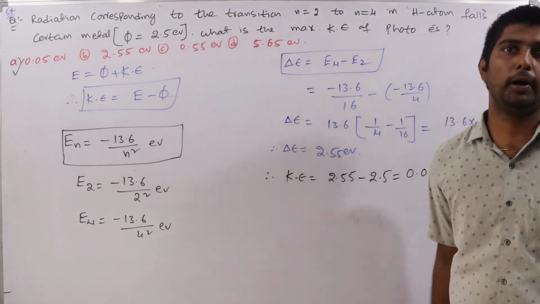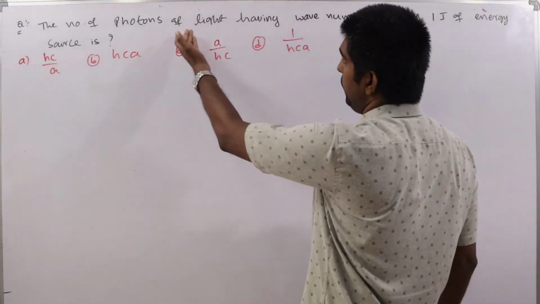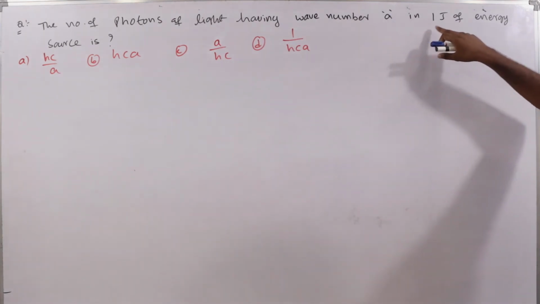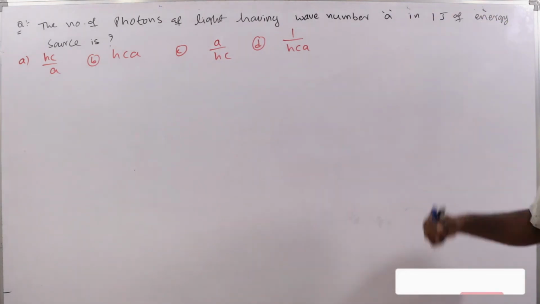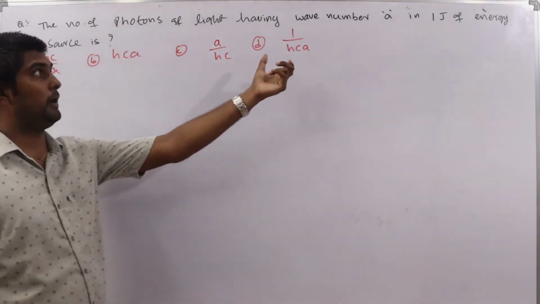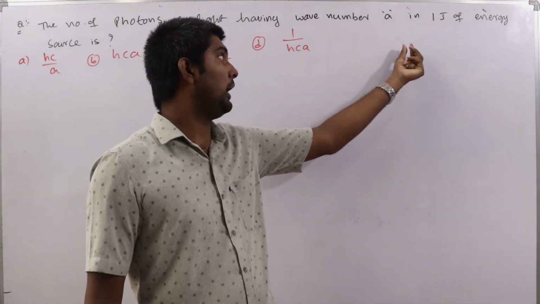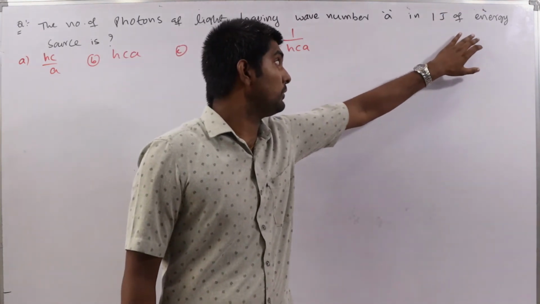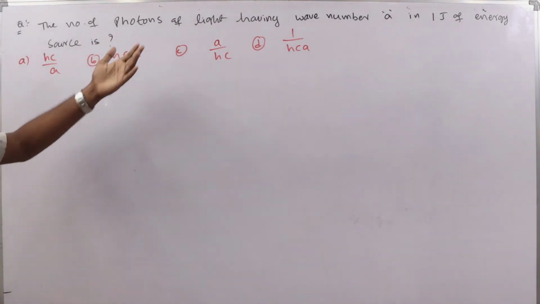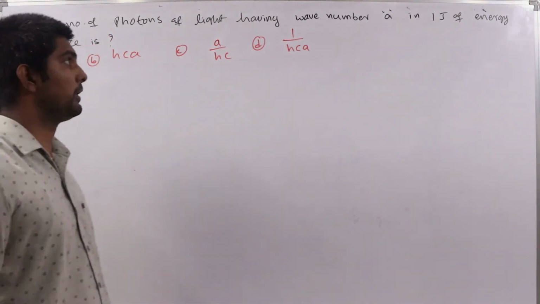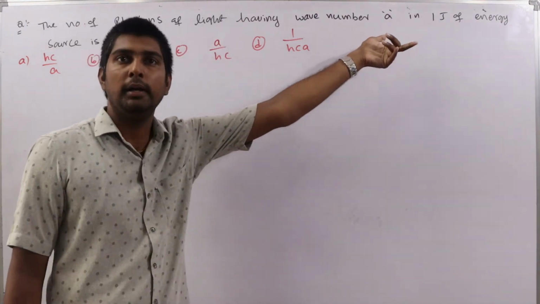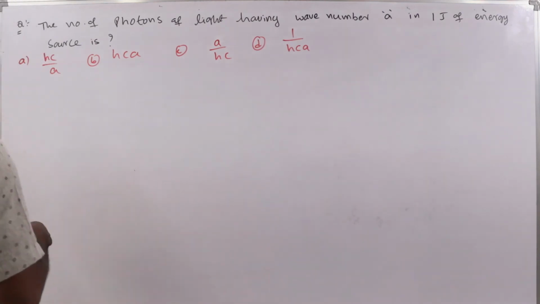Very important. The number of photons of light having wave number A in 1 joule of energy source is. So here they have provided the wave number A and the energy source has 1 joule of energy. We have to find out how many photons of light are present in this 1 joule of energy which has the wave number A.